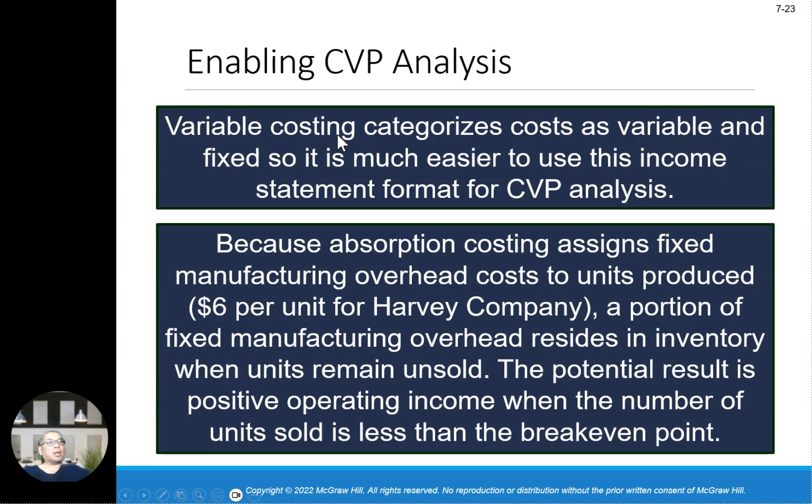Variable costing calculates cost as variable and fixed, so it is much easier to use. Its income statement format suits CVP analysis, cost volume profit analysis. Absorption costing assigns fixed manufacturing overhead costs to units produced, $6 in the Harvey Company. A portion of fixed manufacturing overhead resides in inventory when units remain unsold. The potential result is positive operating income even when the number of units sold is less than the break-even point.